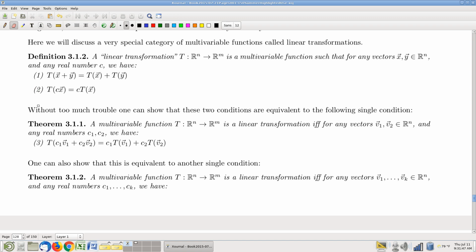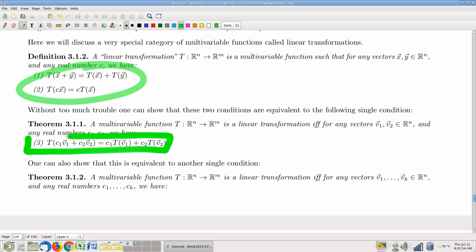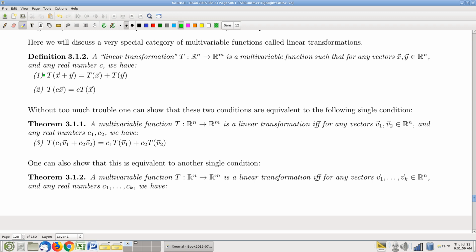Okay. Now it turns out that these two conditions are equivalent to this one condition. The way I like to say it, by the way, is that this condition says the function plays nice with vector addition. Plays nice in the sense that you can do the vector addition before you plug into the function, or you can do the vector addition after you've plugged into the function, and it goes either way. Sometimes we say it commutes with vector addition.